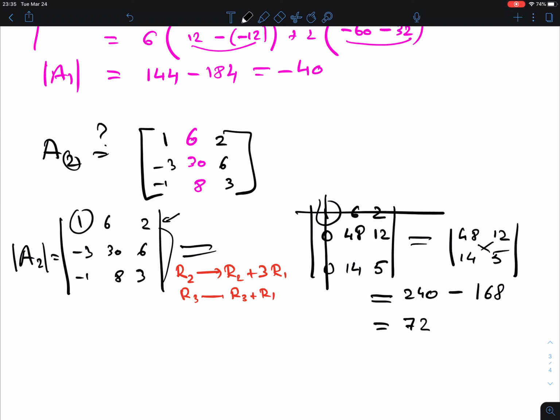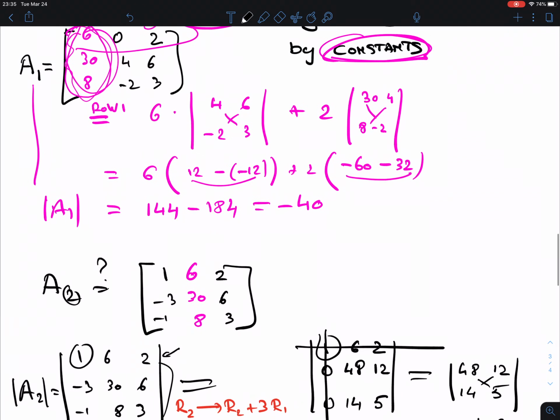Yep, I got it right, 72. So that is the determinant of A2. And so what does this do?